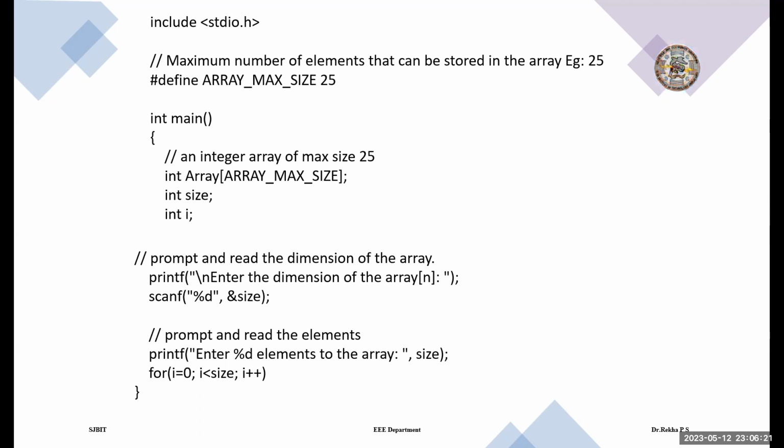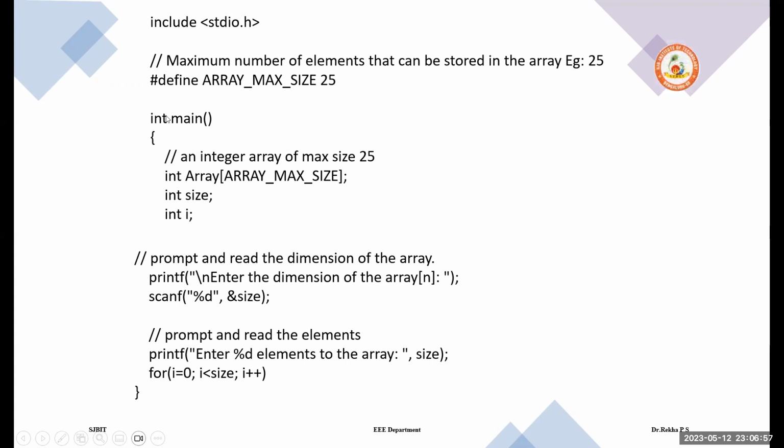Now we start with the header file. Here it should be hash include stdio.h. This is the IO header file. The maximum number of elements that can be stored in an array is 25. How do you define this? Using hash define, you can make ARRAY_MAX_SIZE as 25. Wherever you use ARRAY_MAX_SIZE, it will take the value 25 there.